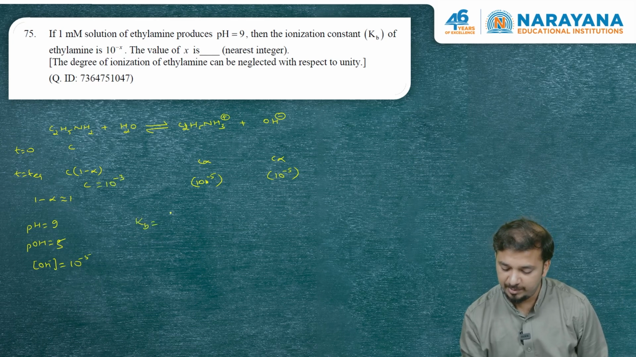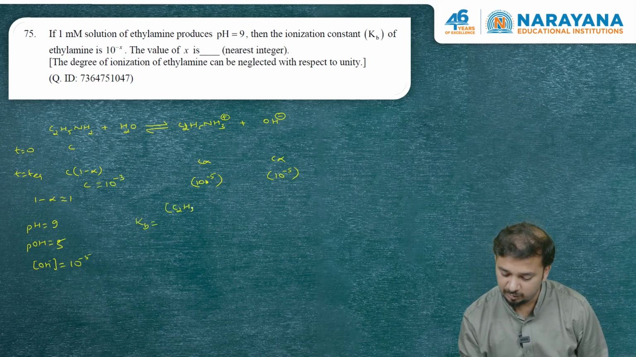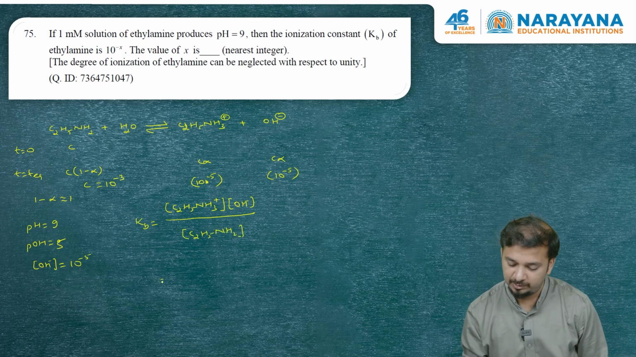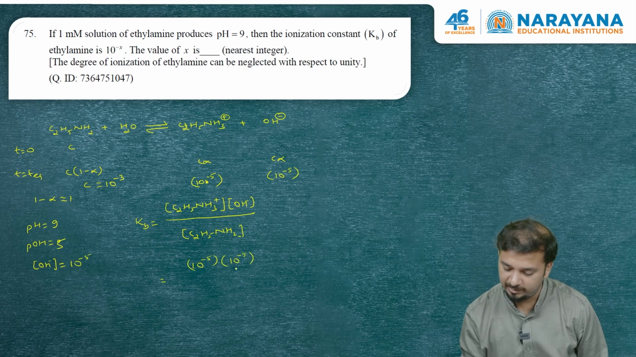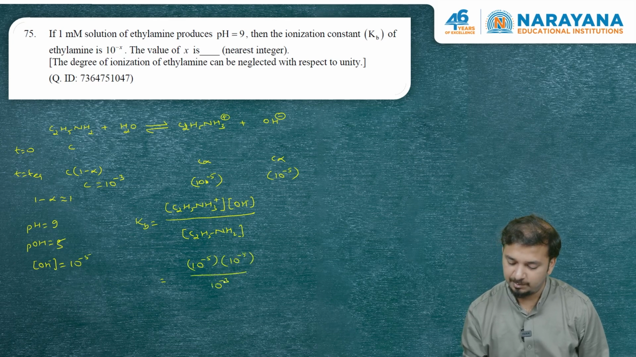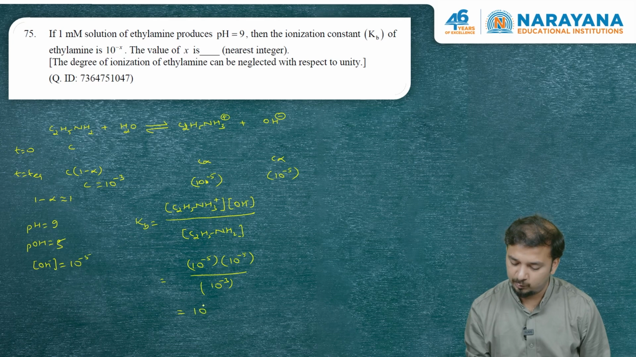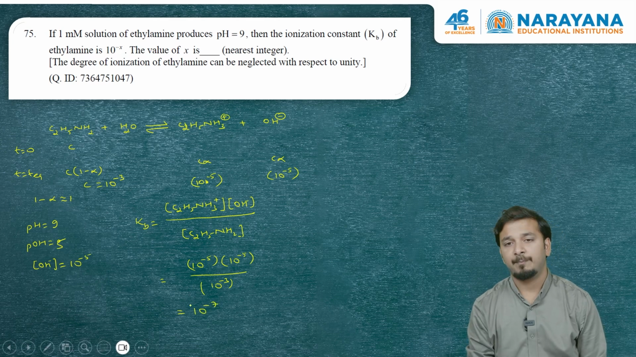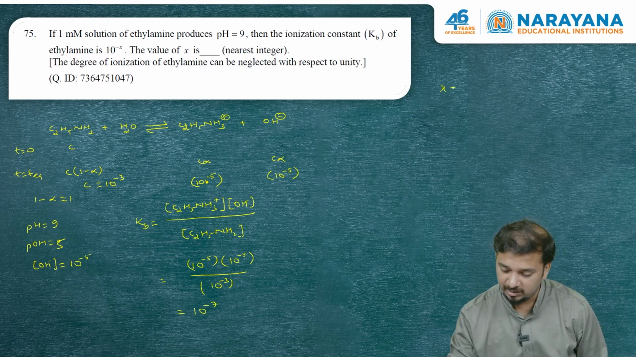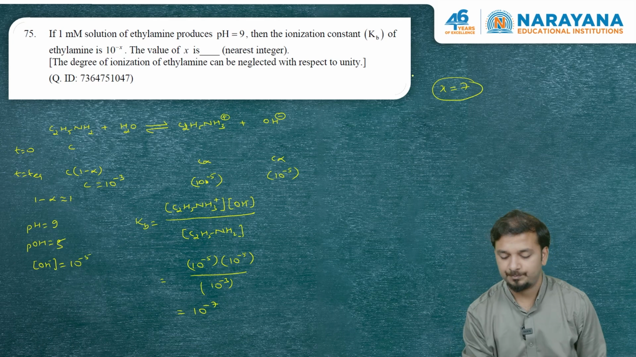If you write Kb, Kb will be equal to concentration of C2H5NH3 positive into concentration of OH negative upon concentration of C2H5NH2. If we simplify this, we'll get 10 raised to the power minus 5 into 10 raised to the power minus 5 upon 10 raised to the power minus 3. So this will become equal to 10 to the power minus 7. So we can write x will be equal to 7.